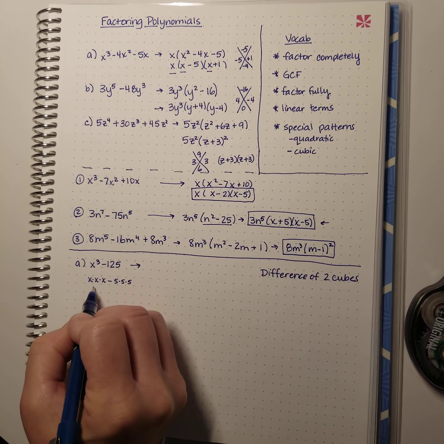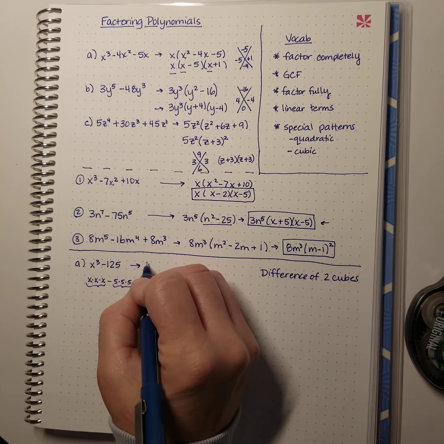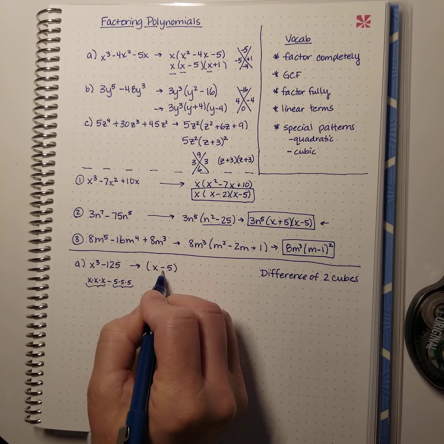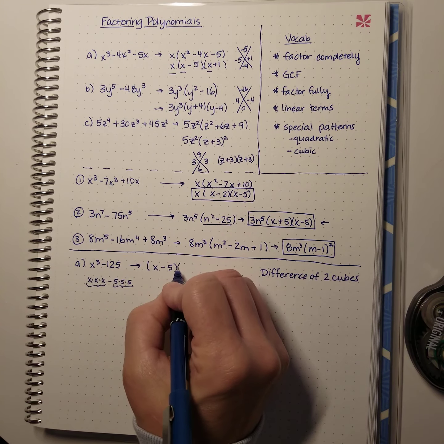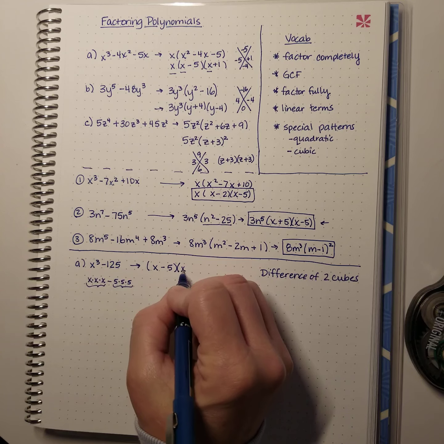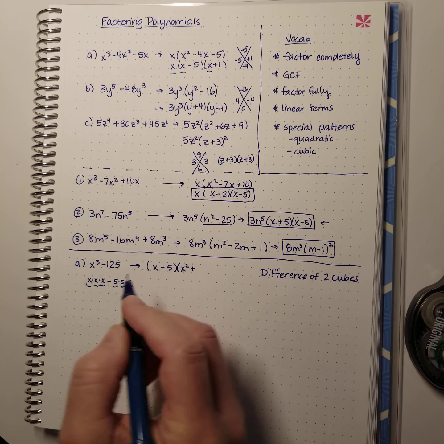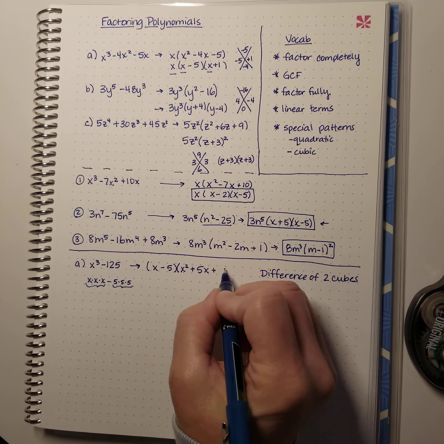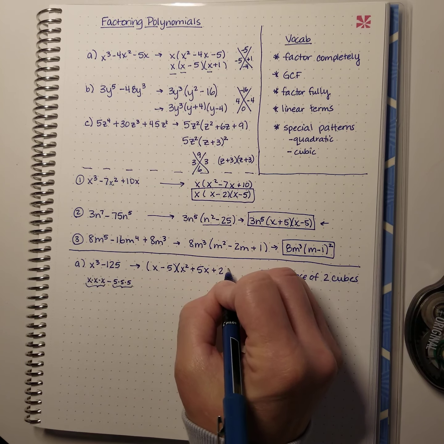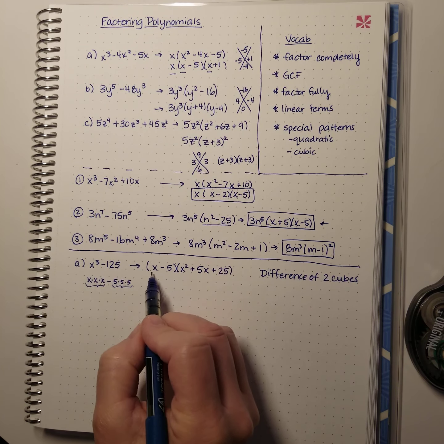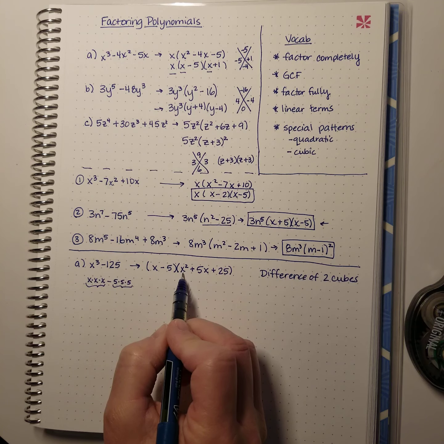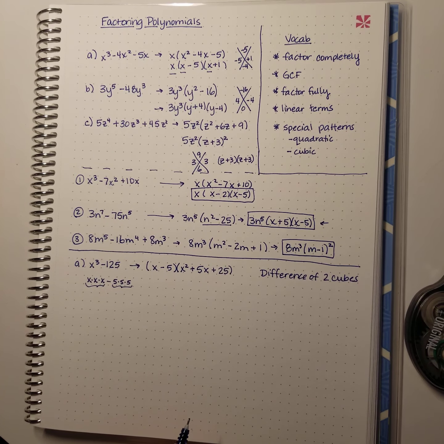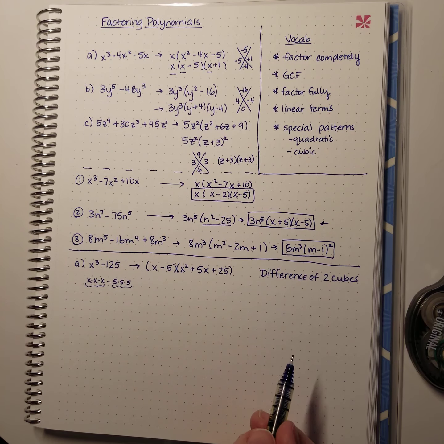The pattern is you have to identify what's being cubed in each term, and you're just going to write those as a binomial. We're going to have x minus 5. The sign here is minus because this is minus. And then it's going to be the first term squared, plus 5 times x, and then plus the second term squared, 25. So if you notice, when you multiply your first term times your first term here, you'll get x squared, which is x cubed, and you get 5 times 25, which is going to give you that 125. All the other terms, if you were to multiply this out, will cancel out.